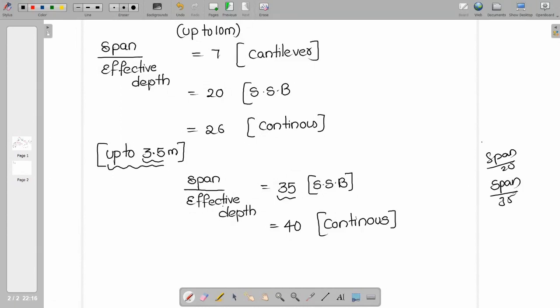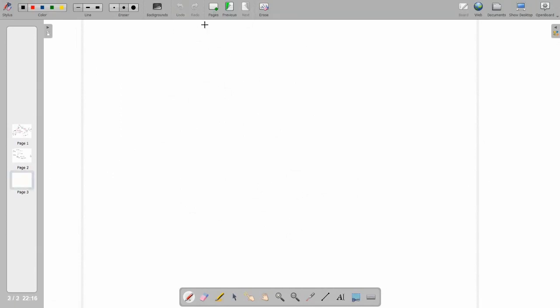Now see, students, I told you slab footing is nothing but an inverted slab. So if they ask you the cover provided for slab, the cover provided for slab is how much, students? It is equal to 20 mm.